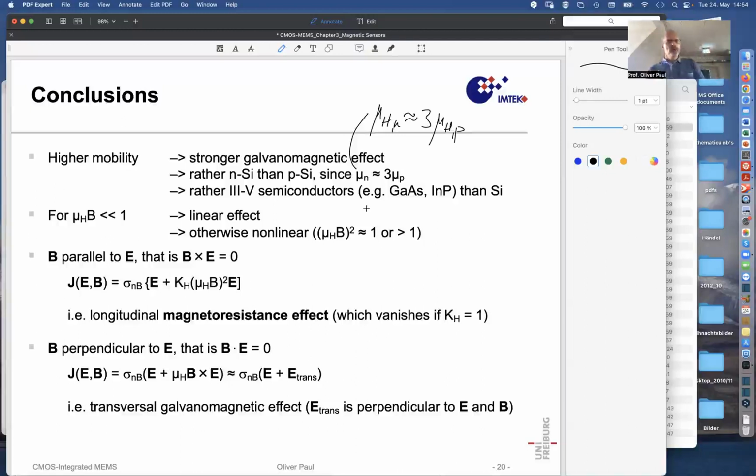And then it is also good to know that mu_H B is kind of the size quantifier here. So once we have mu_H given, then we can decide how large we can go in B in order for the theory to be simple, and when we should start worrying about the theory no longer being simple. If mu_H B is significantly smaller than 1, then essentially the effect is linear. Otherwise, it's nonlinear.